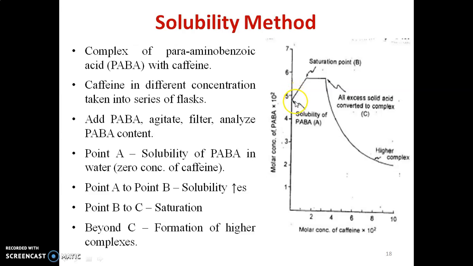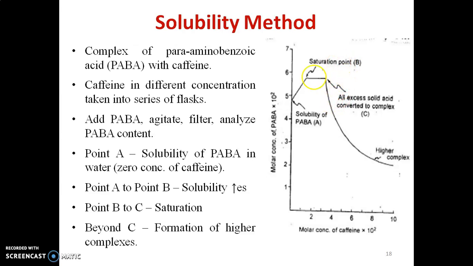Further, from point A to point B, the concentration of para-aminobenzoic acid increases with increasing amount of caffeine, representing an increase in solubility with complexation. Now from point B to C, there is saturation, with no change in concentration of para-aminobenzoic acid even with increasing concentration of caffeine, which is also represented as the saturation point.